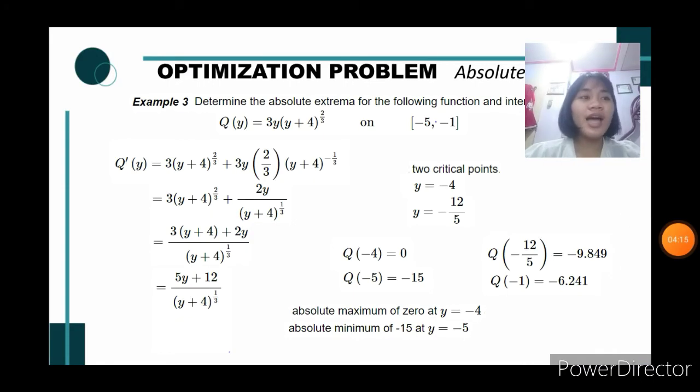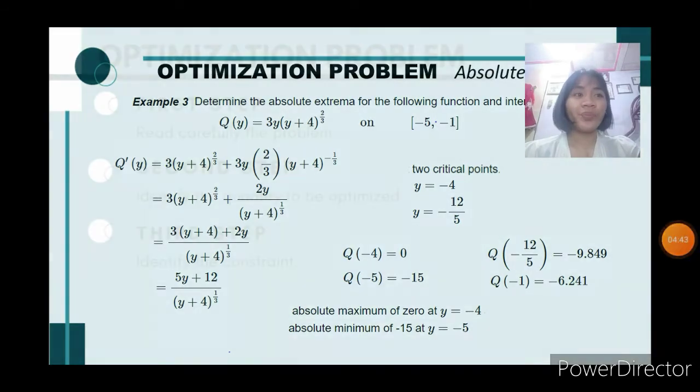And if we had ignored or forgotten about the critical point where the derivative doesn't exist, y is equal to negative 4, we would not have gotten the correct answer. So, kasi pag may nakakalimutan tayo or may na-miss tayong isang solusyon, ibig sabihin, asahan mo na magkakaroon ka na ng maling sagot. So, be careful and do the step-by-step process ng pagsosolve.